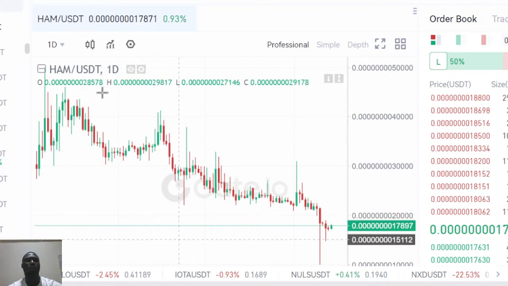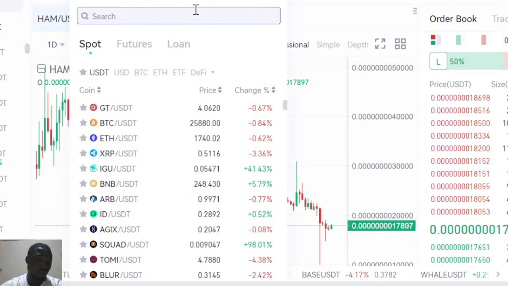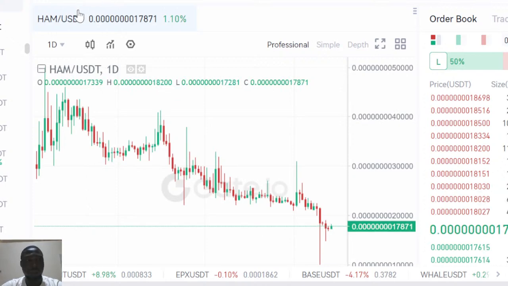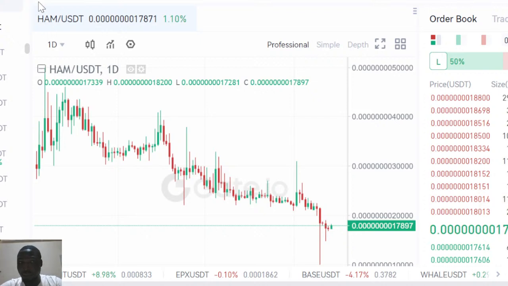So today we'll be talking about the ARM/USD. We'll be analyzing it on git.io, checking what this project is really all about. We have the Hamster USDC. So we'll be talking about what the project is all about, and how we can go about it when looking at it recently. These are what we'll be talking about today.